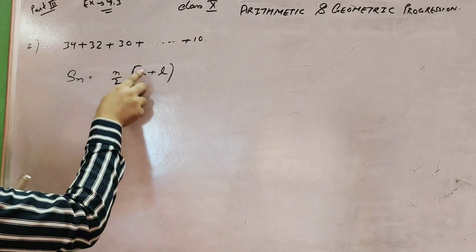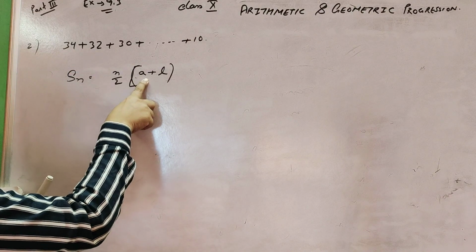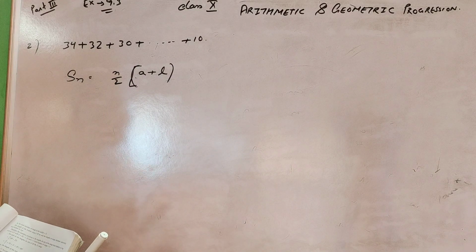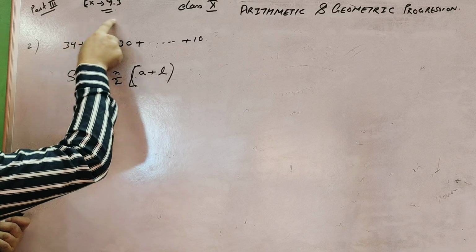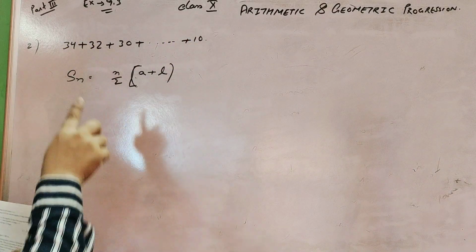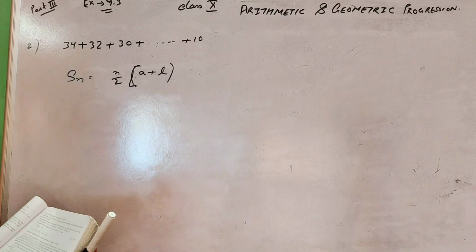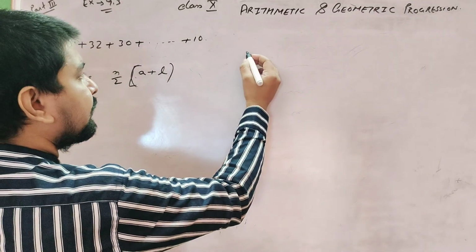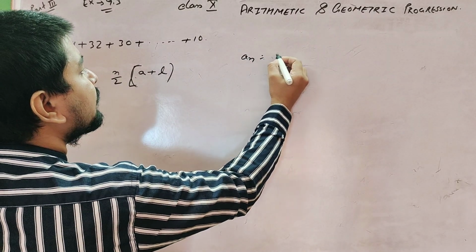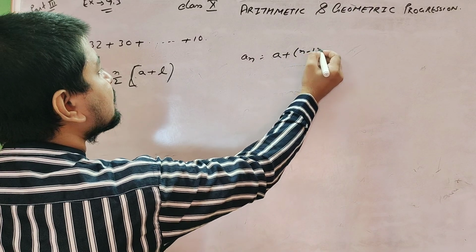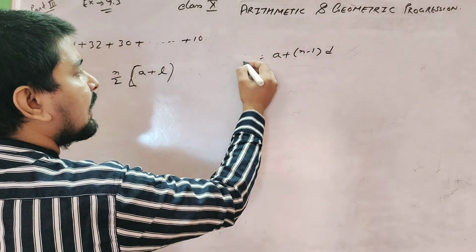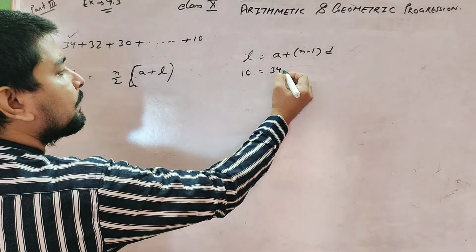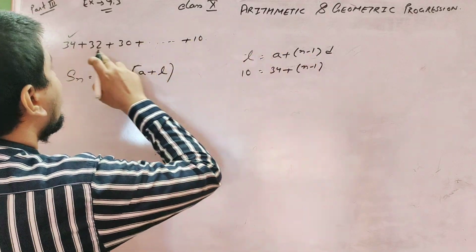But the question is that we have seen first term 34, last term 10, but where is the n? So first of all we calculate n, that means how many terms are there from 34 to 10 in this series. So we calculate the general term. Formula from exercise 9.2: general term a_n equals a plus n minus 1 d. When the last term is given we use l, so l is 10, a, the first term, is 34, plus n minus 1, and d is the difference.